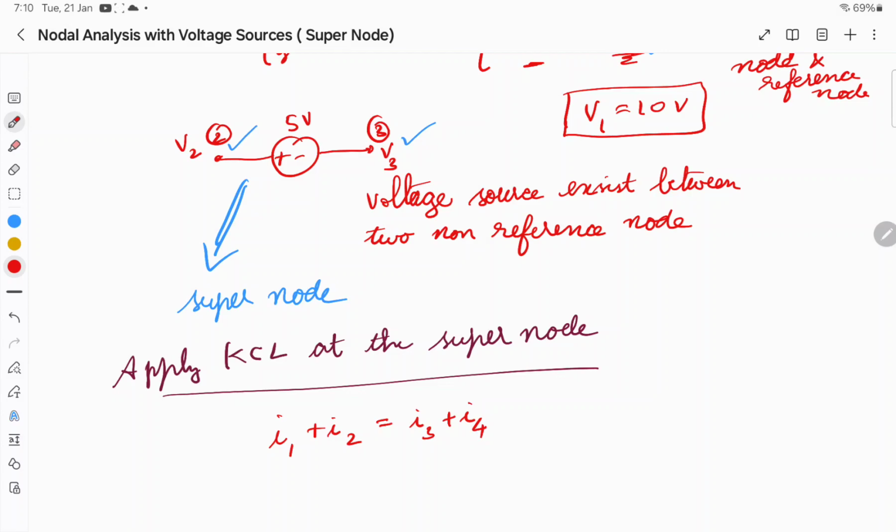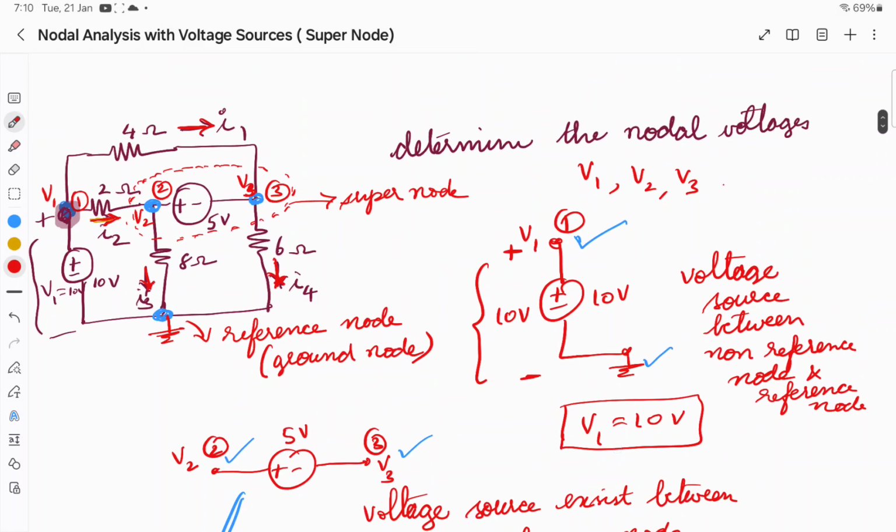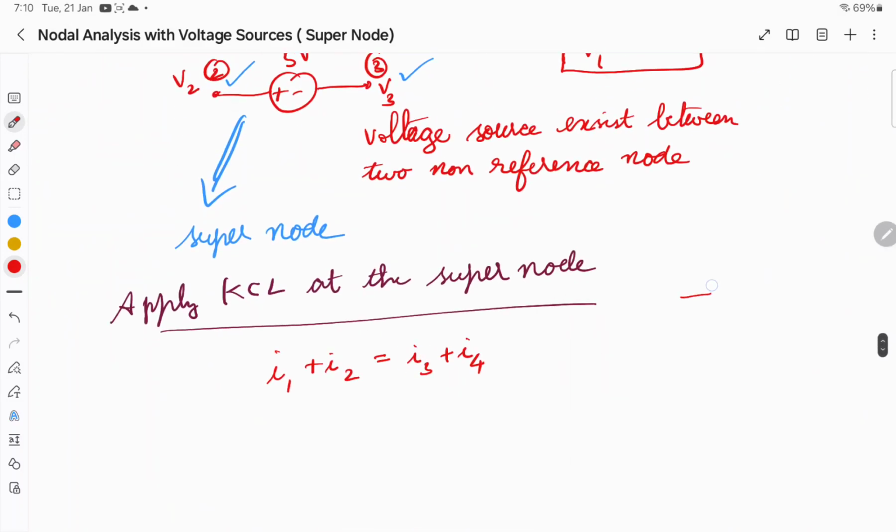Now what is I1? You can see it here. I1 is the current flowing through the 4 ohms. What is the potential difference? I can draw it separately. For the 4 ohms, the voltage at this point is V1, the other end is V2, and the current flowing is I1. So the potential difference gives I1 equals V1 minus V2 by 4.